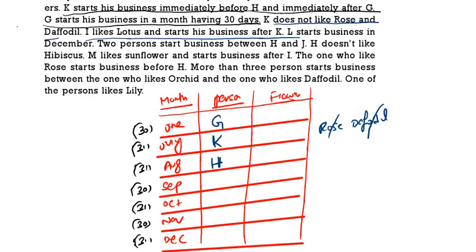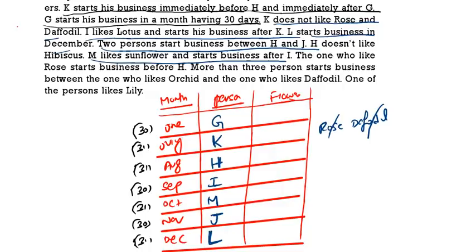L starts business in December. This we will take first. Then 2 persons are there between H and J. M likes sunflower and starts after I. After I we will get M.